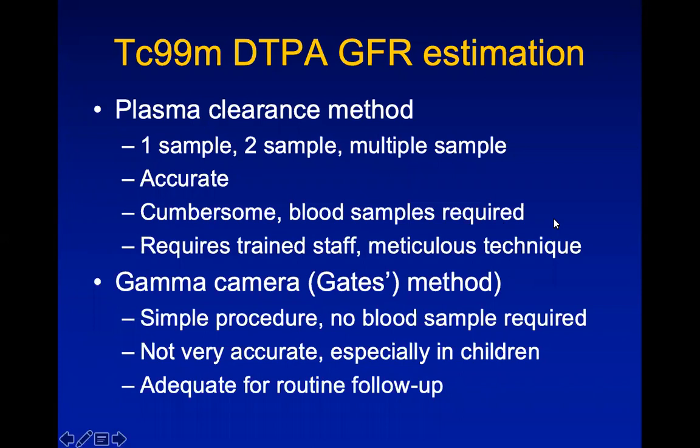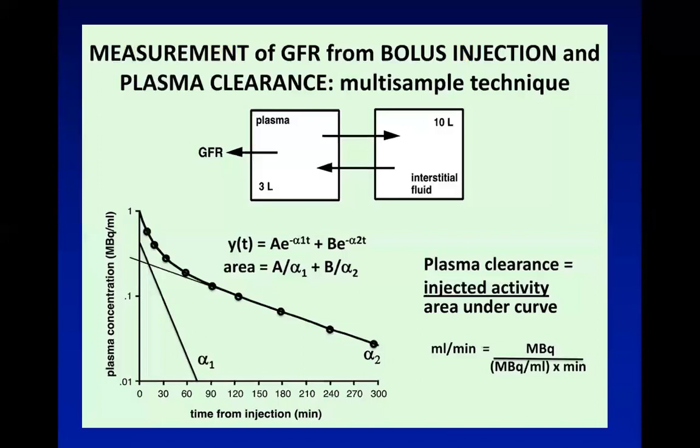For more accurate estimation, you need the plasma clearance method. There is no urine collection involved here, but you require plasma samples, maybe single sample, maybe two, maybe multiple samples, up to 5 samples over a span of 3 to 4 hours. This is an accurate estimate, but it's a little more cumbersome and it requires trained staff and very meticulous technique. So this is basically based on the bi-exponential clearance of technetium DTPA from the plasma.